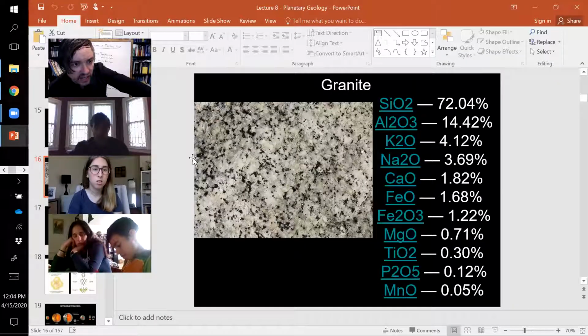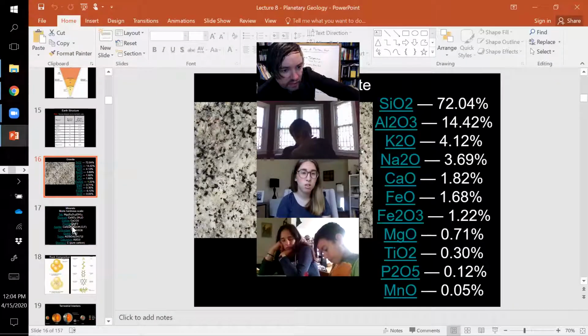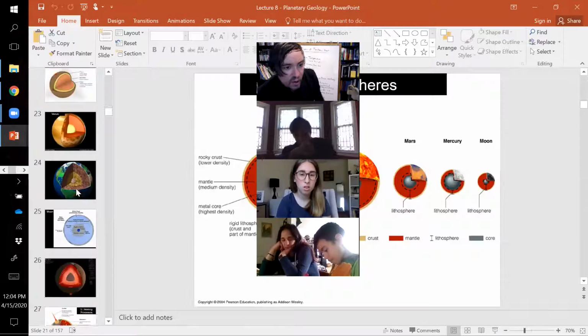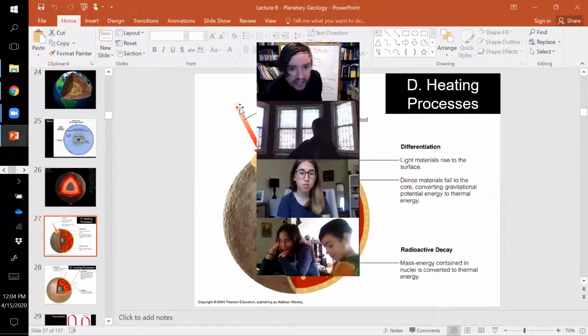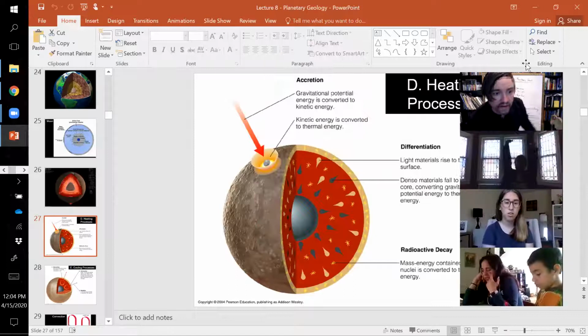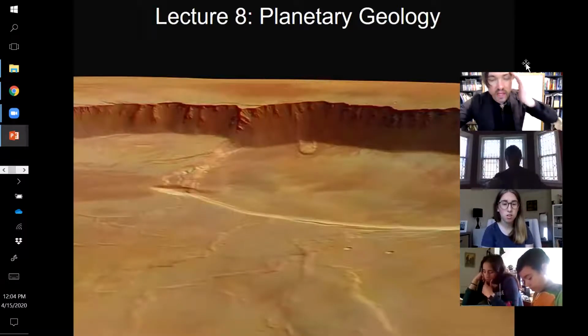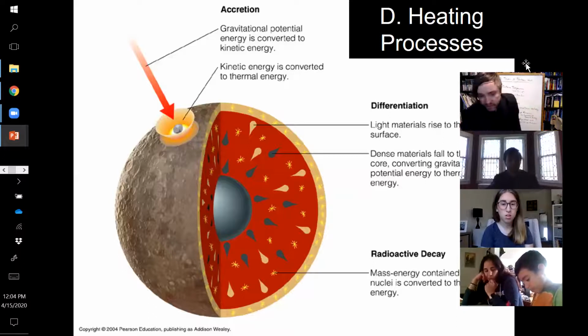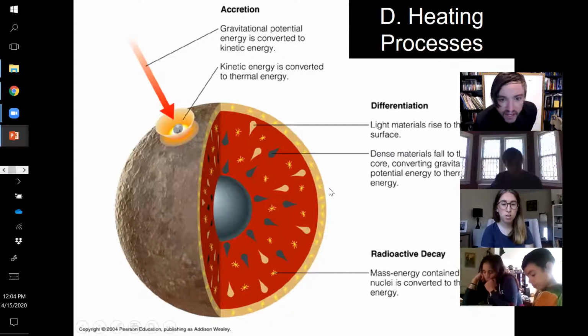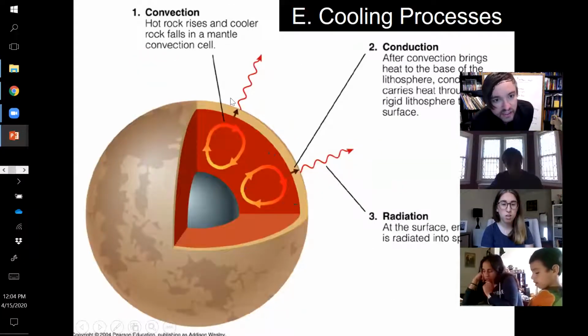Let's proceed and talk about two problems that planets have. One, they can get interior heat. Let's go to slide 27 here. There are three different ways to generate heat inside of a planet, and there are several different ways that heat is transferred throughout a planet. You guys will recognize these as your three modes of heat transfer in nature.